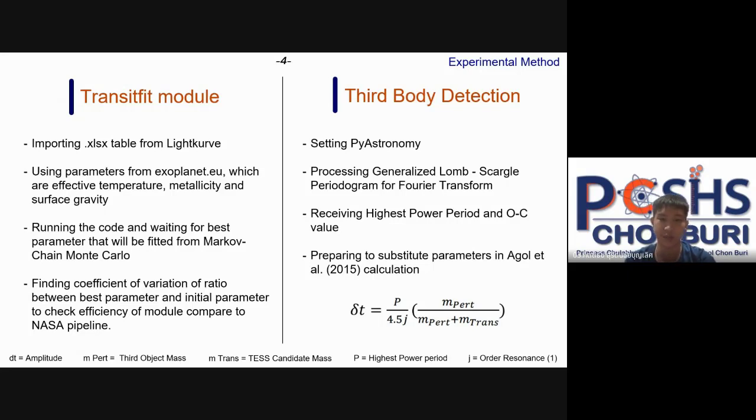Lastly, we will write new code with PyAstronomy and use the generalized Lomb-Scargle to do a Fourier transform to find the possibility of detection, and do an opacity diagram to find the mass of the third body by this equation, in which we assume J is equal to 1 currently.